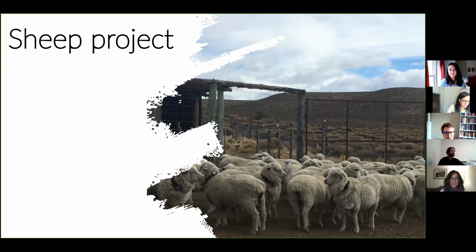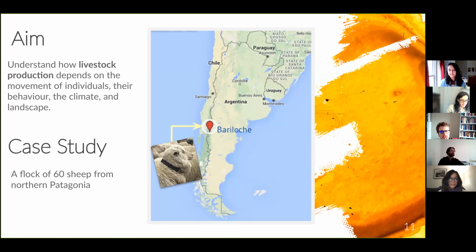So the general aim of this project is to understand how livestock production depends on the movement of the individuals, their behavior, the climate, and the landscape. To do that, we study a flock of 60 sheep from northern Patagonia, here in Bariloche, Argentina.